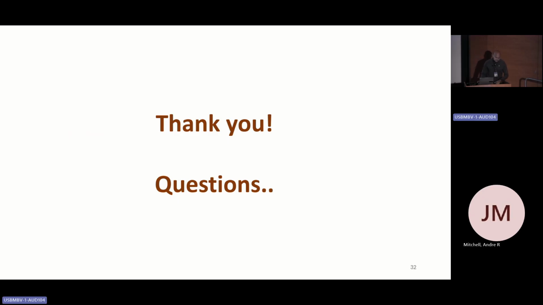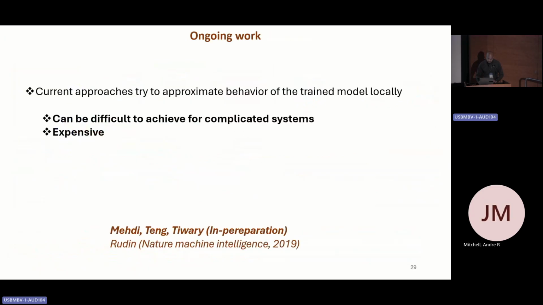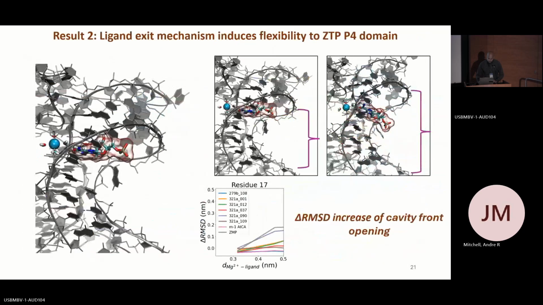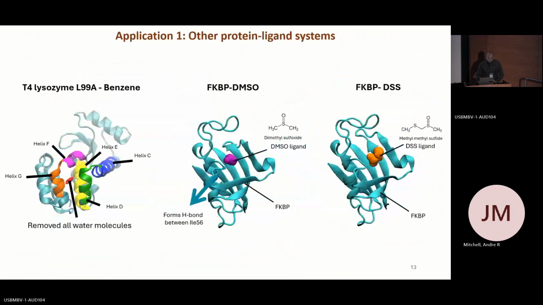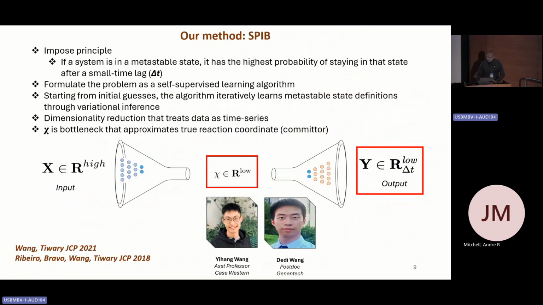No, the information bottleneck doesn't relate to the committor. The information bottleneck is a principle, but after we have imposed some conditions, such as I showed... hold on. So if we impose the first principle that I showed on an information bottleneck, which is that if a system is in a metastable state, it has the highest probability of staying in that state after a small time lag, we have to mathematically formulate this statement. Once we plug this into our information bottleneck, then we can show that the low dimensional space that you learn approximates the committor, yeah.